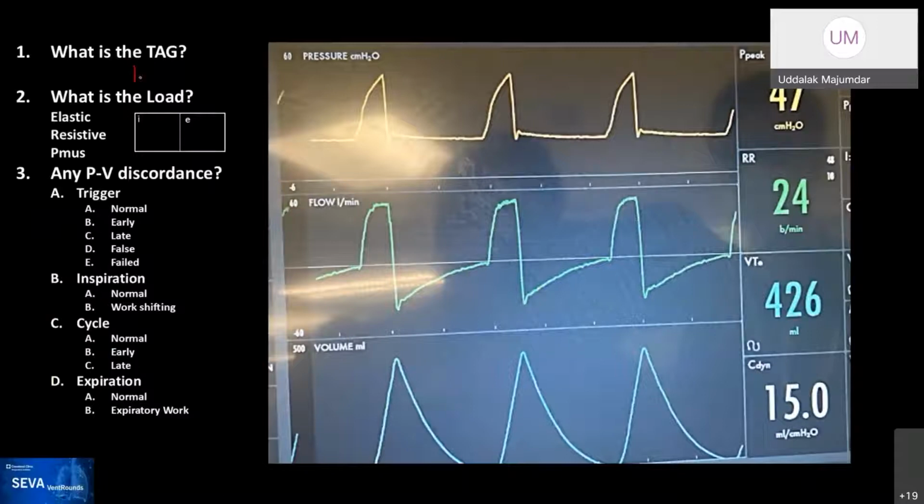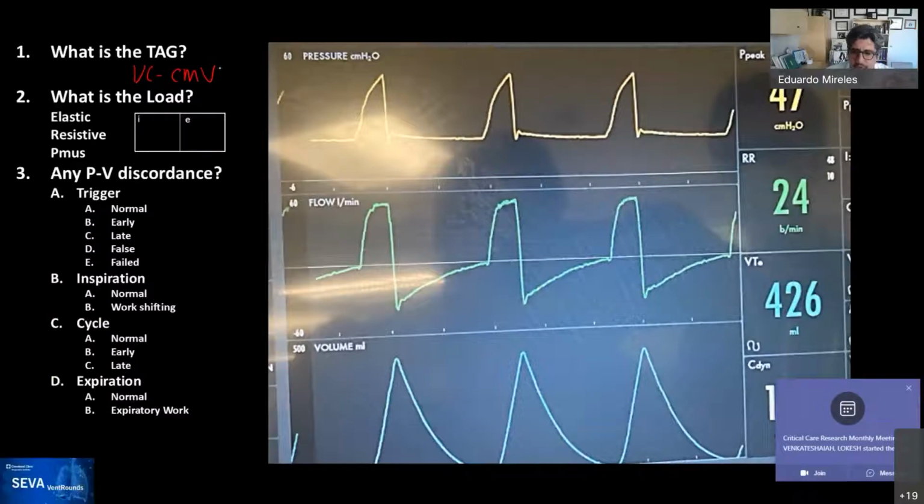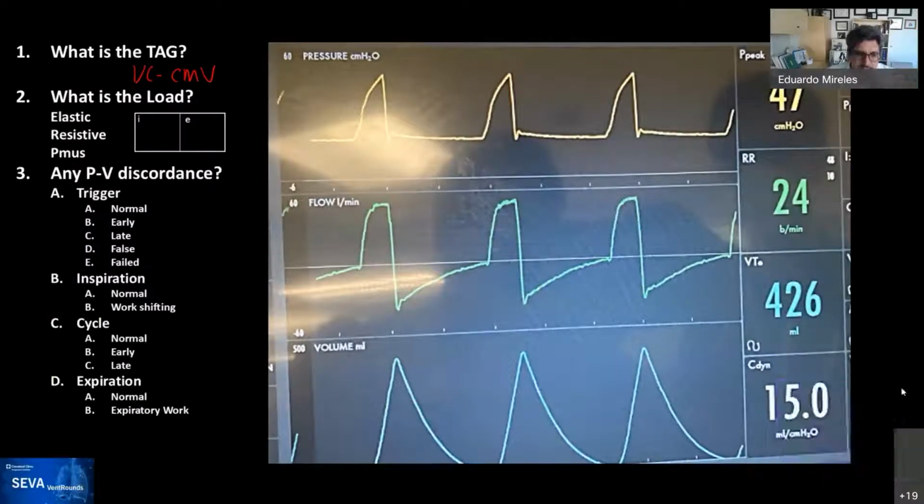So no PV discordance at all? Or some or none? I mean, is there PV discordance? Udi, any patient-ventilator discordance, yes or no? I'm going to say no. Okay. Alrighty, so let's go through this together. So you read this appropriately.